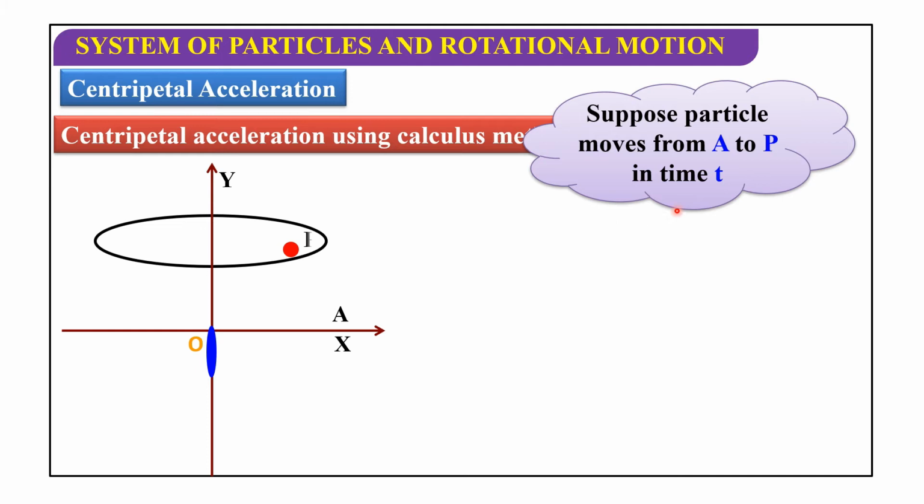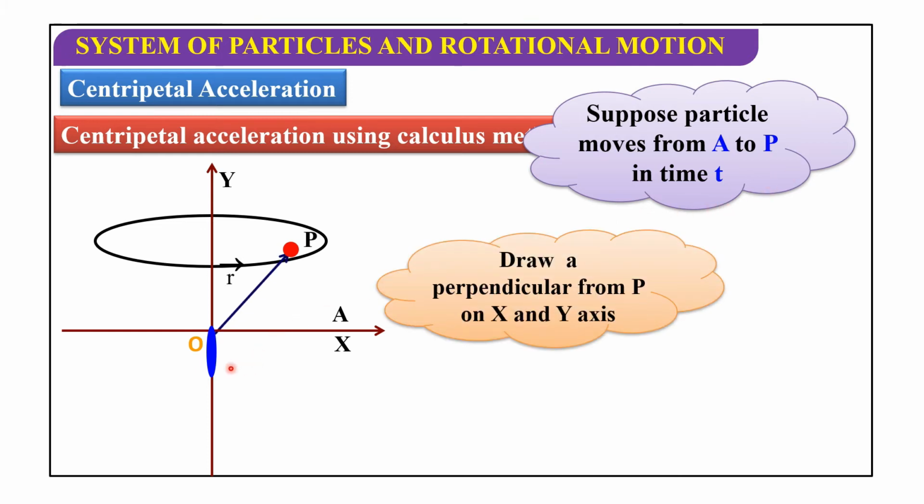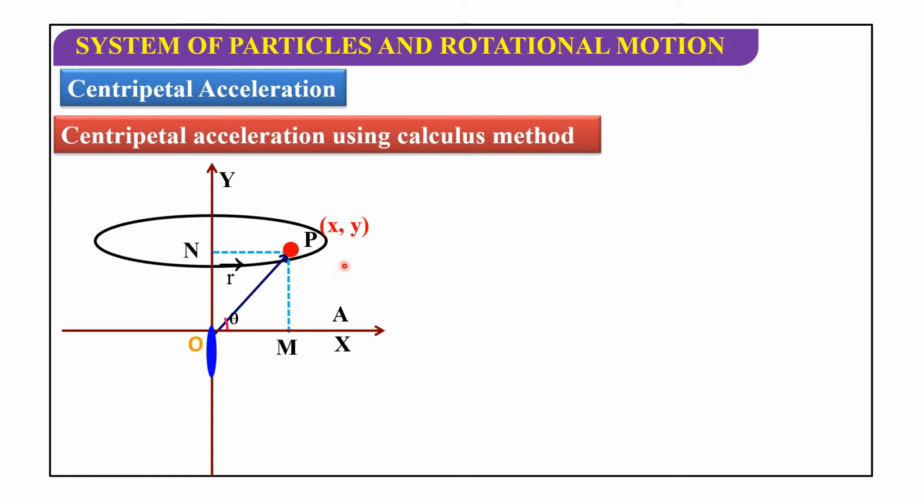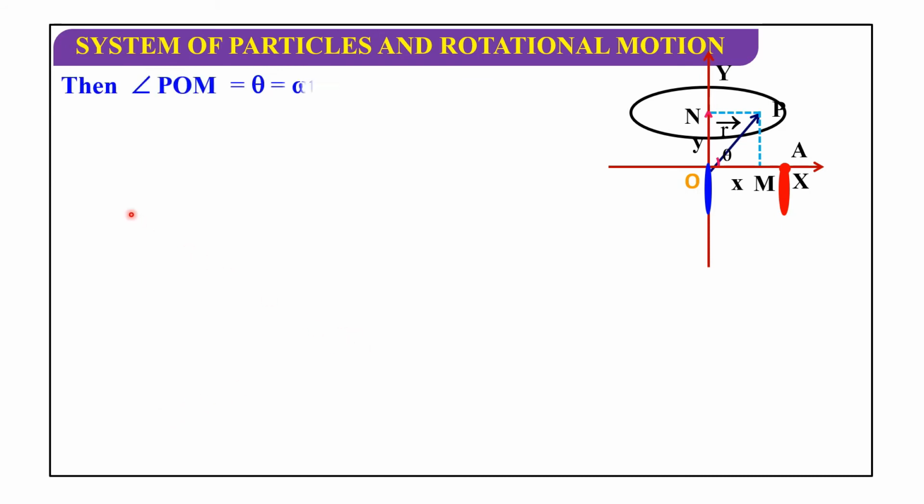Suppose the particle moves from A to P in time t. Draw perpendiculars from P on the x and y axis. At the x axis it touches M and on the y axis it touches N. So these two are the perpendiculars. The point P is (x, y). Then angle POM is equal to theta, that is equal to omega t.